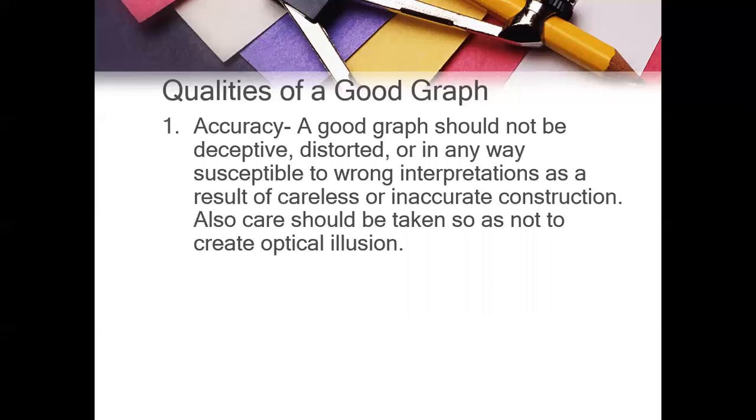These are the qualities of a good graph. A good graph should show accuracy. A good graph should not be deceptive, distorted, or in any way susceptible to wrong interpretations as a result of careless or inaccurate construction. Also, care should be taken so as not to create optical illusion.